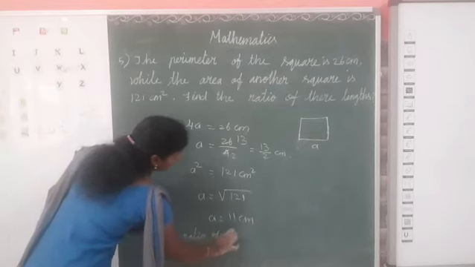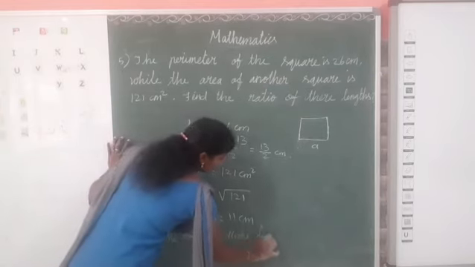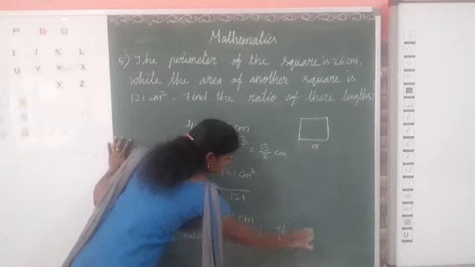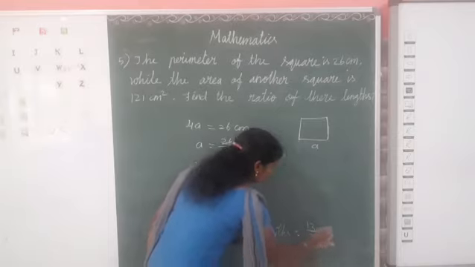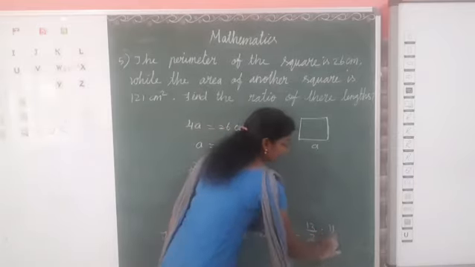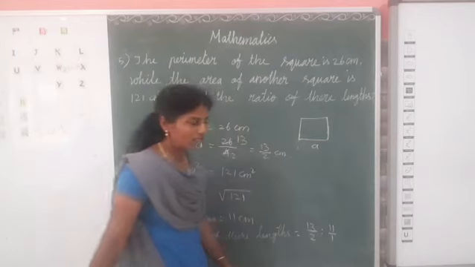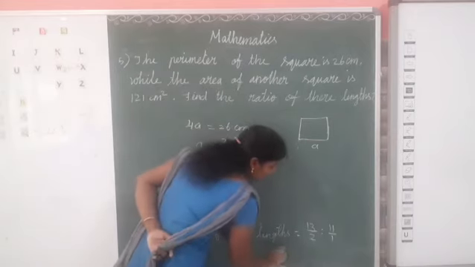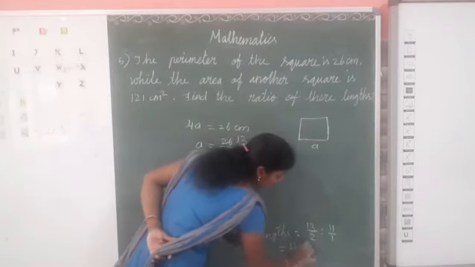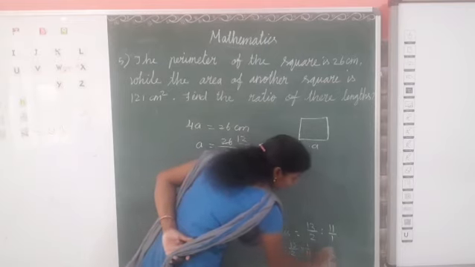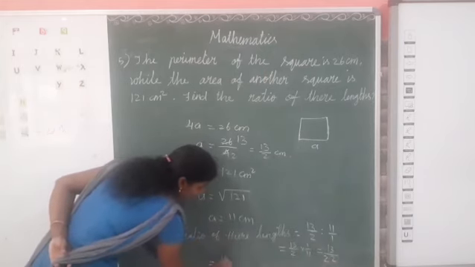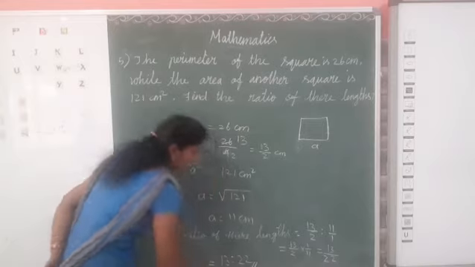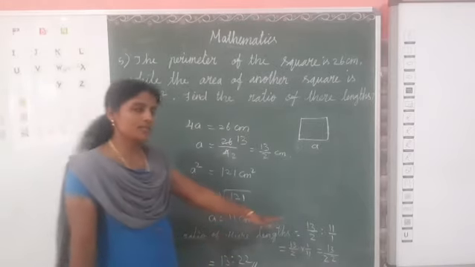Therefore, the ratio of their lengths equal to 13/2 is to 11. 11 means 11/1, isn't it? Now we can write 13/2 into 1/11, isn't it? Equal to 13/2 into 11, 22. Now what is the ratio? 13:22 is the ratio. 13:22 is the ratio.